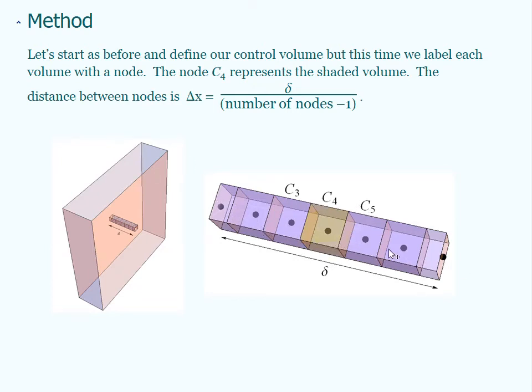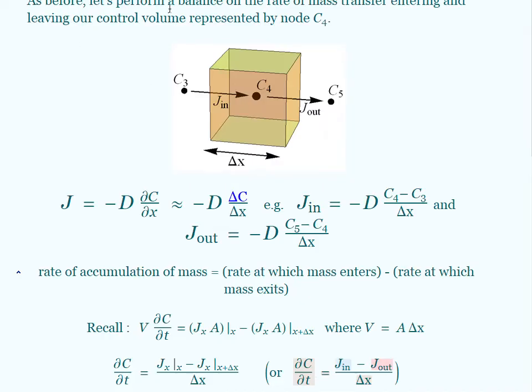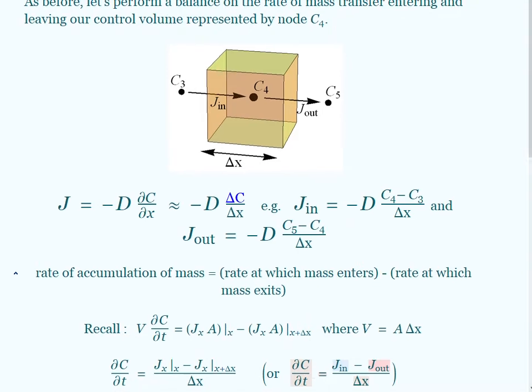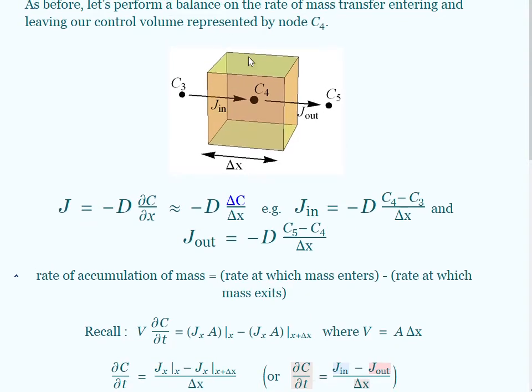All right, so let's go ahead and take a look at this node 4. So we're going to go ahead and perform this mass balance. Looks like some of this is off screen. All right, so we're going to perform a mass balance on this, again, just like before. And again, now our volume is a delta x in thickness. Okay, that's the same as the distance from C3 to C4. Our volume element is halfway between nodes 3 and 4 to halfway between 4 and 5. Okay, so node 4 takes up this space.